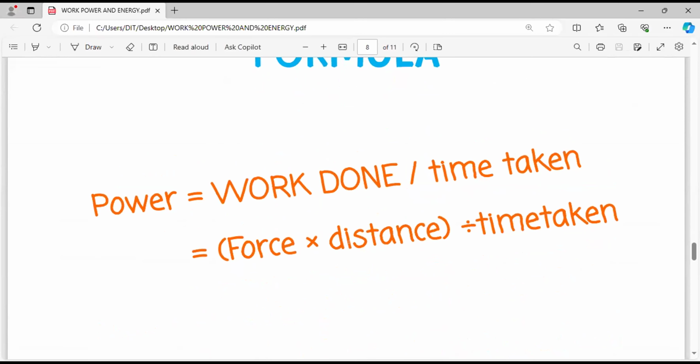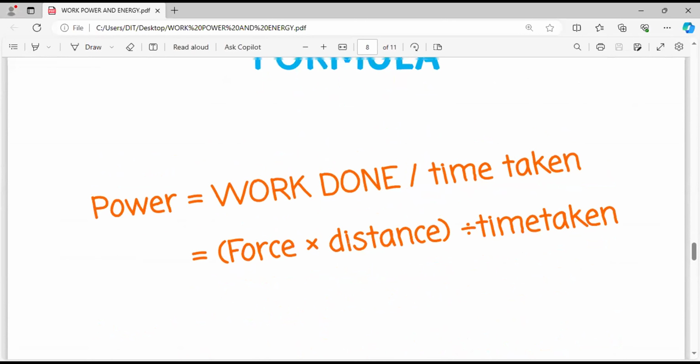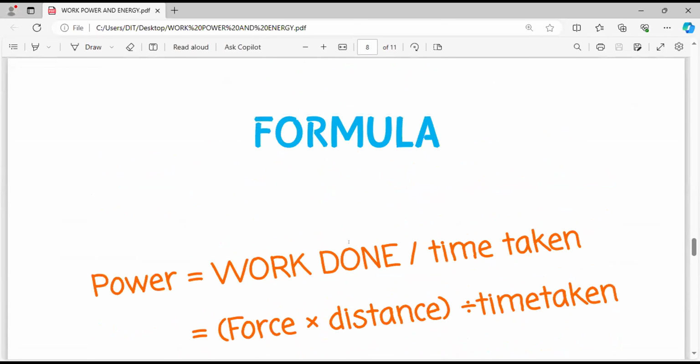It has been given to us that power is equal to work done divided by the time that is taken. Work done divided by the time that is taken. So if someone tells you to calculate power, then you have to get the work done, because we have seen that work.